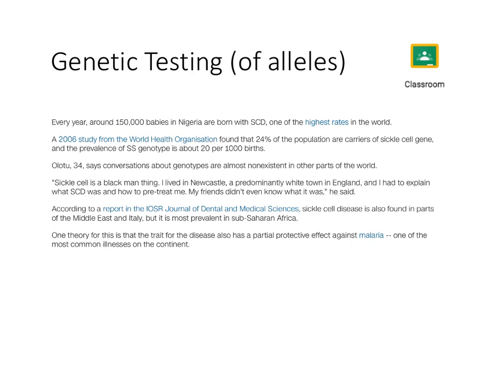So here's the setup. In this article that we've been reading from, every year around 150,000 babies in Nigeria are born with sickle cell disease, SCD. And a 2006 study finds that 24% of the population are carriers. A carrier is another genotype term. It's an informal term, but what is a carrier genotype? It can either be homozygous, that they have it, or heterozygous. They have one dominant and one non-dominant. It's particularly the second one.